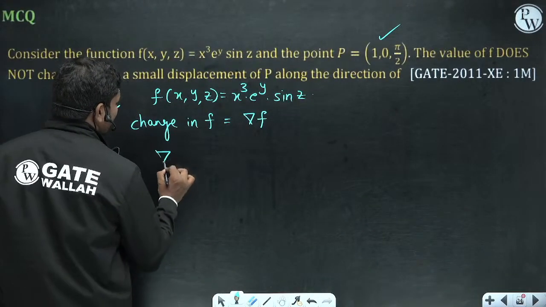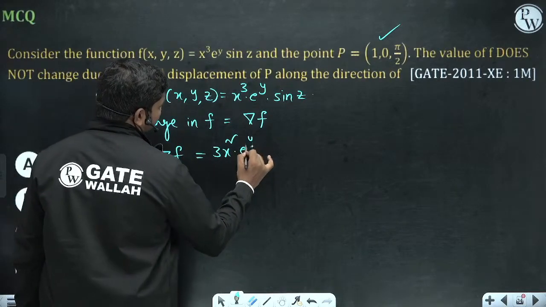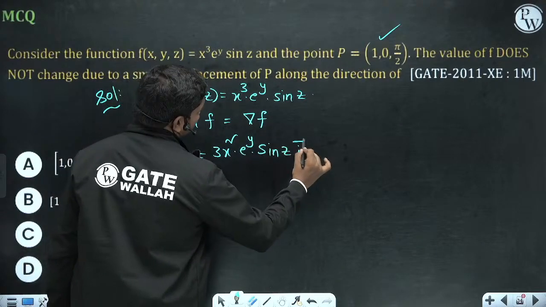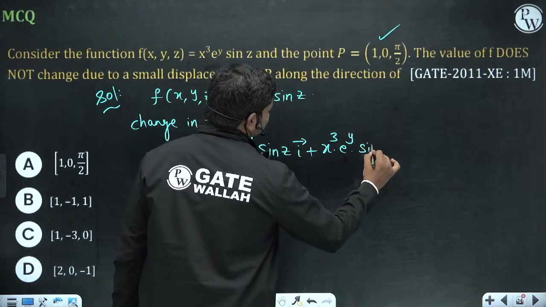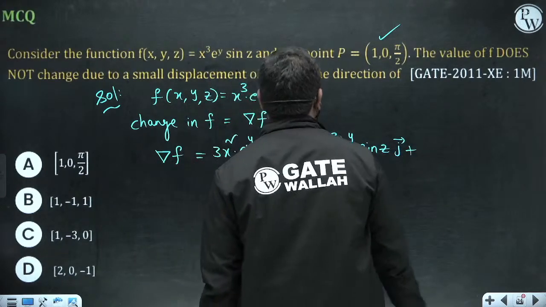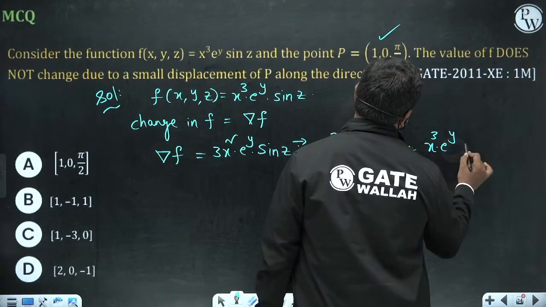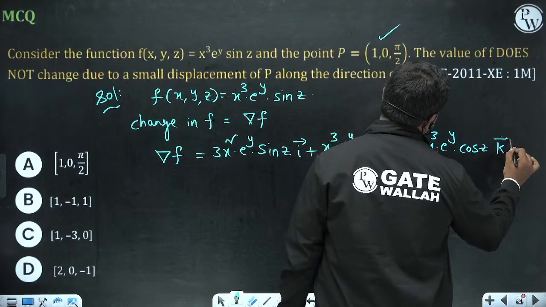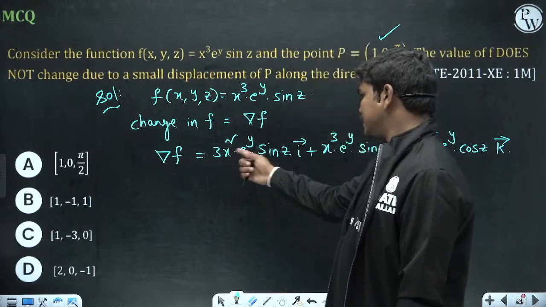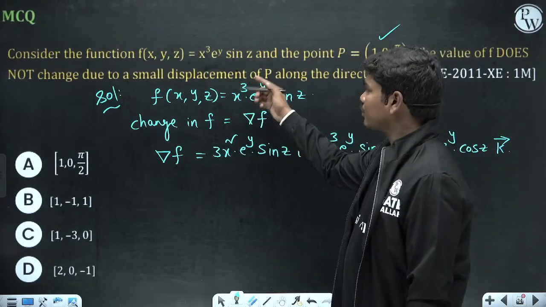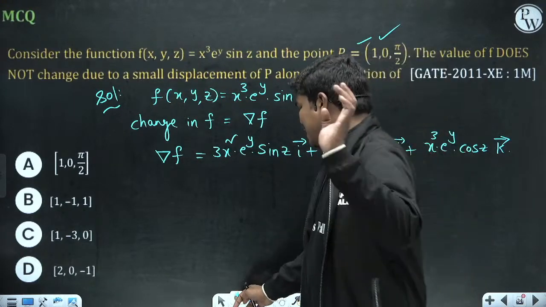So del f, if you differentiate this, is 3x square e power y sin z i bar, plus x cube e power y sin z j bar, plus x cube e power y cos z k bar. This is the gradient of f at any point. Now we have to look for that point where this del f is 0, because change in f, even if P changes slightly, should not happen.